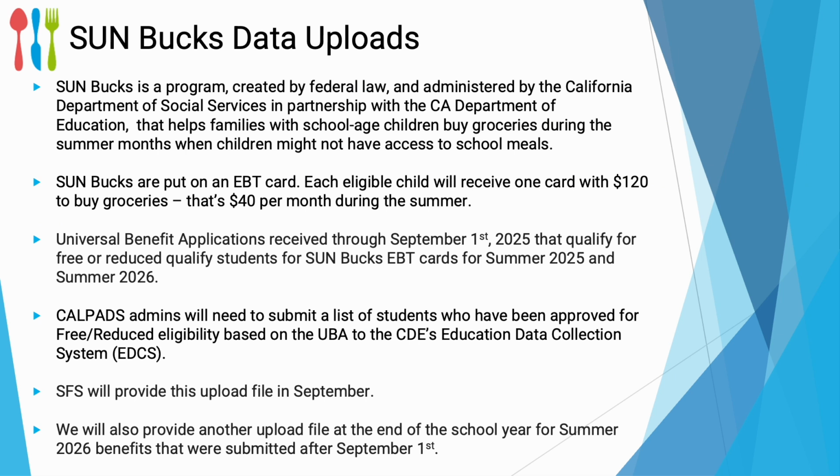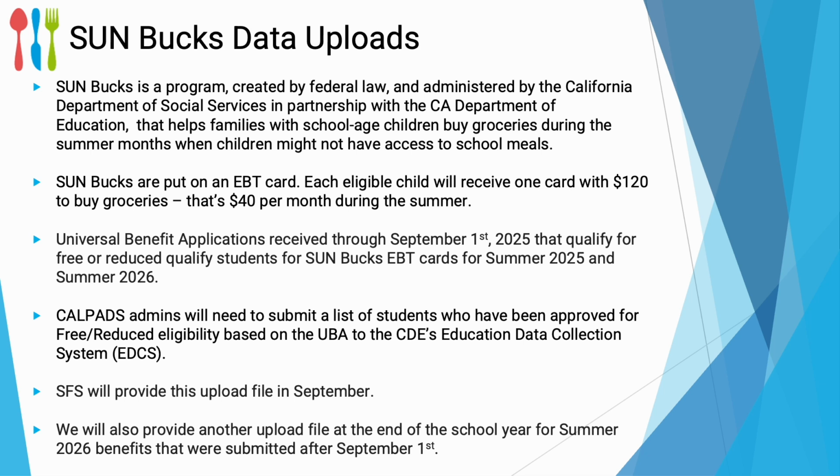Another thing that's new this year is Sunbucks data uploads. So as an overview, Sunbucks is a program that's created by federal law. It's a permanent program. In California, it's administered by the Department of Social Services in partnership with the Department of Education, and it helps families with school-age children buy groceries during the summer months when they might not have access to school meals. So the benefit right now is an EBT card for each eligible child with $120 on it to be used to buy groceries. So it's about $40 a month for the 3 months of summer.